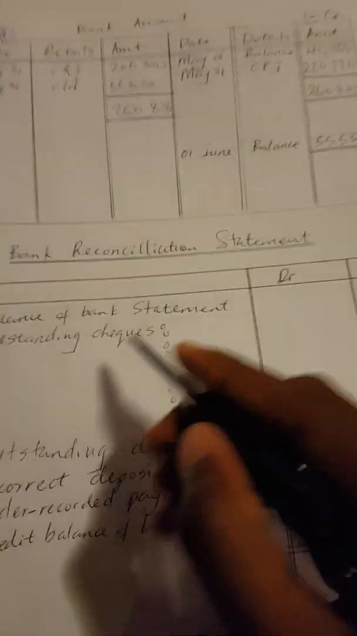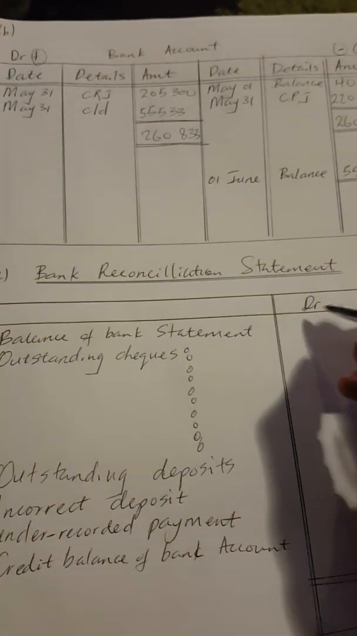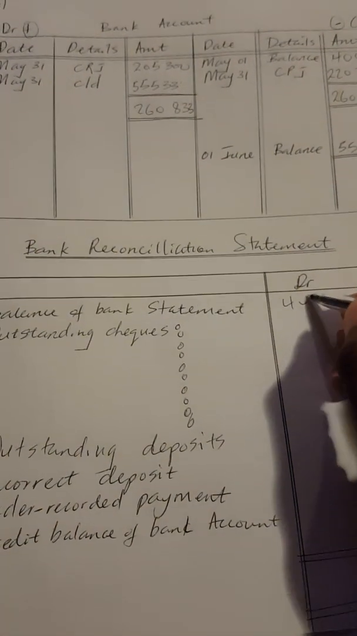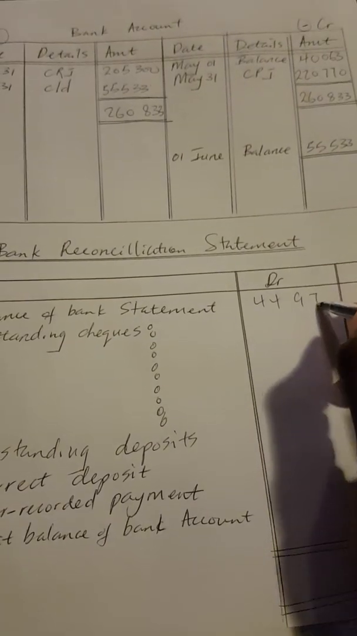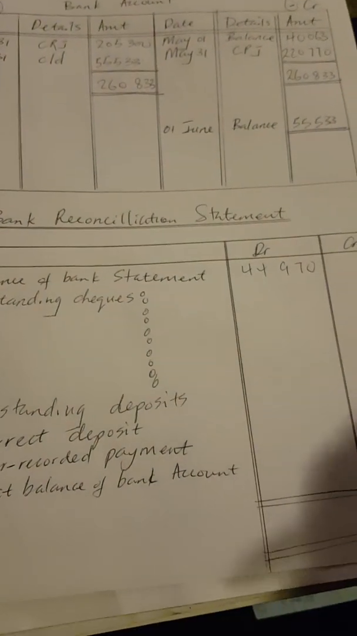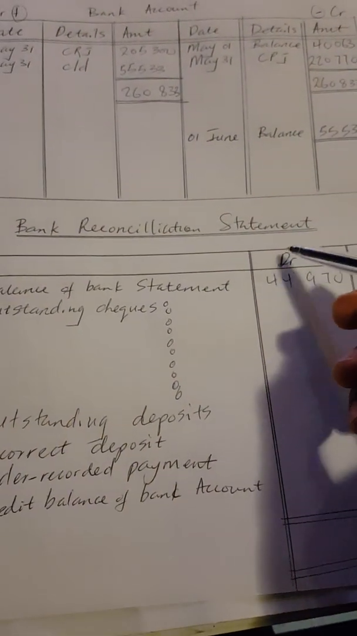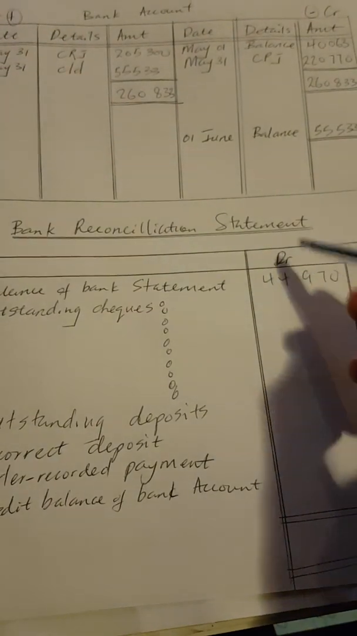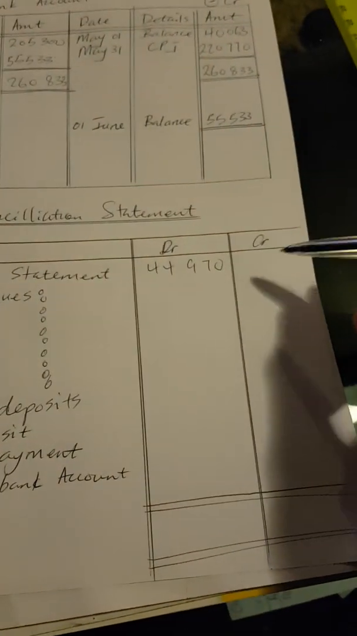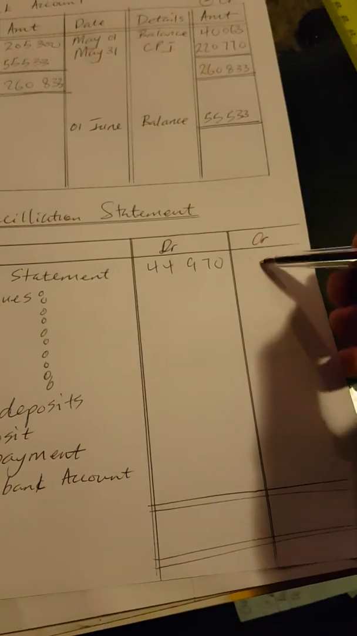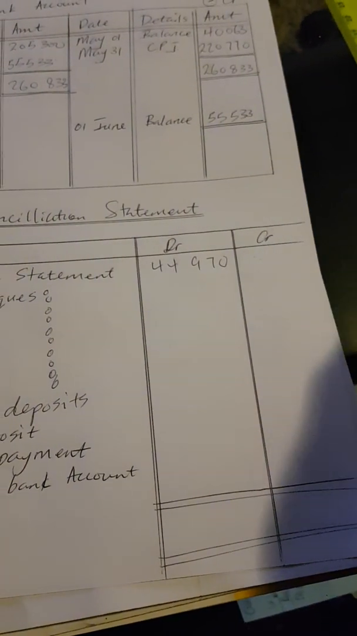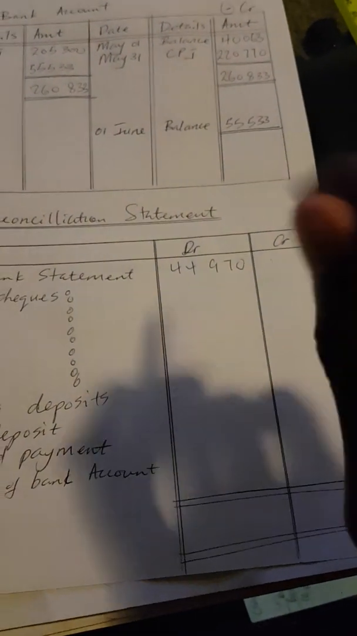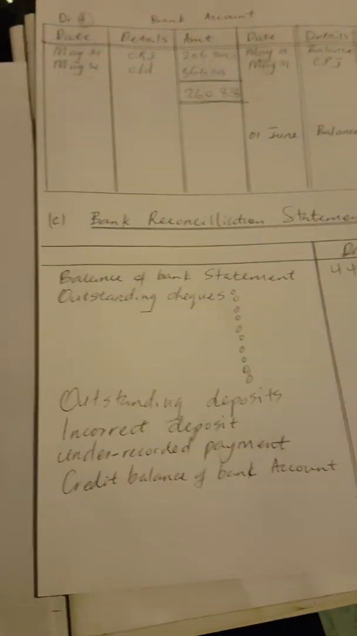So we say the balance of the bank statement is 44,970 because they said it's a debit balance. Debit or unfavorable balance of bank statement should be debited. Credit or favorable balance of bank statement should be credited. Okay, thank you. Let's proceed.